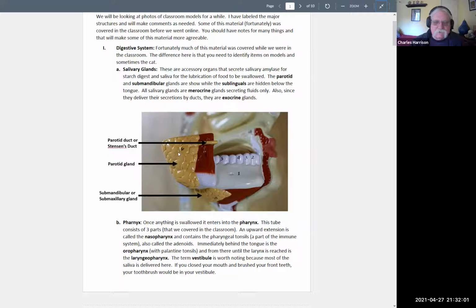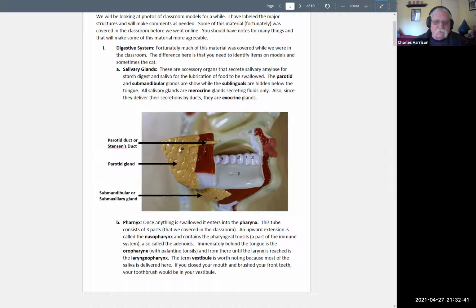This is the parotid salivary gland. This is the submandibular salivary gland down here. And the sublinguals are underneath the tongue and do not show here. Salivary glands secrete saliva, and that's primarily used to lubricate food. You've heard this before, but it really will help to let it sink in again because it's going to get asked on the last tests. Salivary amylase also can chemically digest starches.